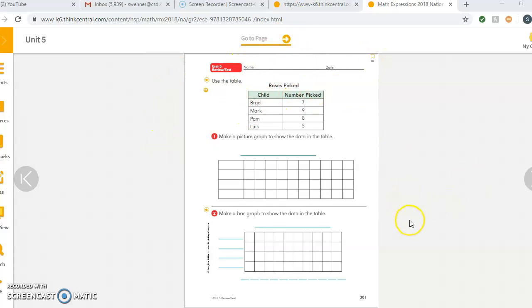On the first page, page 301, this should all look pretty familiar and you should understand how to do this page. Number 1 says make a picture graph to show the data in the table. Don't forget the title, please. And then number 2 says make a bar graph to show the data in the table. So you have to go back up here, use the same data, and put it down here. You need to have your title, your different children's names here. Don't forget your scale down here at the bottom.